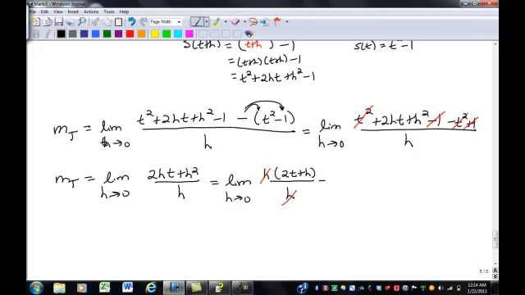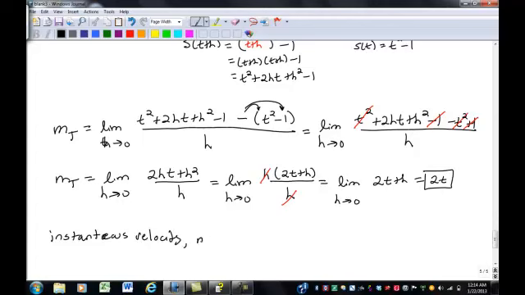But once I cancel that h, I have the limit as h goes to 0 of 2t plus h. But now I can plug in 0 for h, because it's not in the denominator anymore. And when I plug in 0 for h, I'm left with 2t. So what this means is the instantaneous velocity, which is also known as the slope of the tangent line, is 2t.